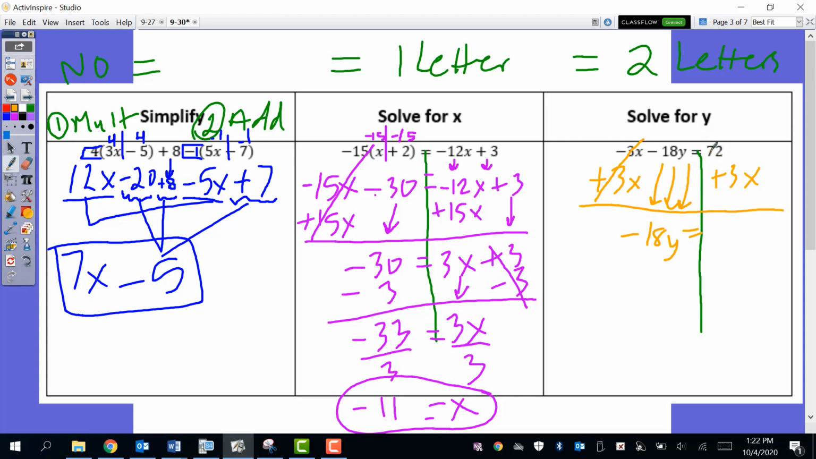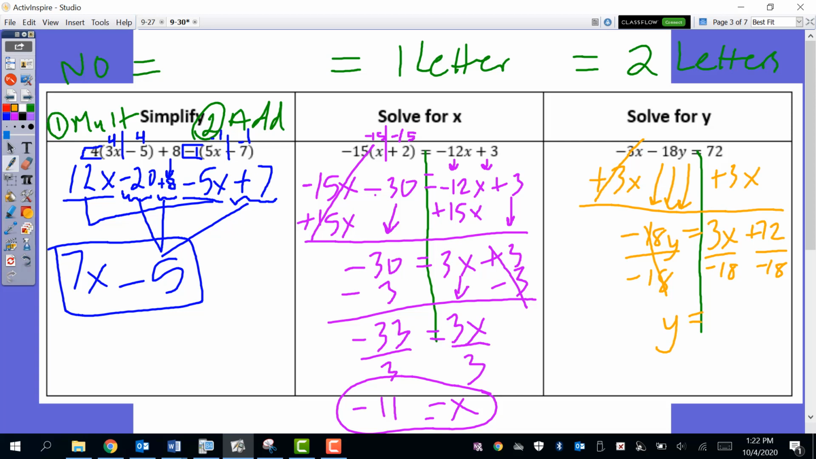On this side, am I actually doing 72 plus 3? No, because 3 has a letter. So I'm just writing them next to each other. 3x plus 72. And then I need to get rid of negative 18 because I want y alone. So I'm going to divide by negative 18. And when I do that, I divide everything by negative 18. So 18 and 18 cancel.